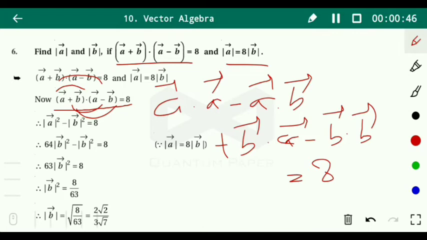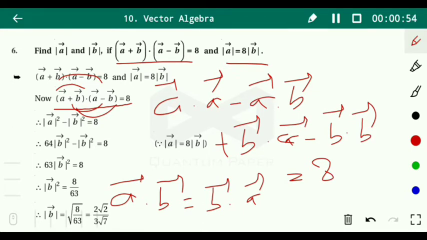Now we know that vector A dot vector B is equal to vector B dot vector A because the dot product is commutative, yes or no? So minus vector A dot B and plus vector B dot A will cancel out. Now the remaining terms are vector A dot vector A and minus vector B dot vector B is equal to 8. It gives magnitude of vector A square minus magnitude of vector B square is equal to 8.